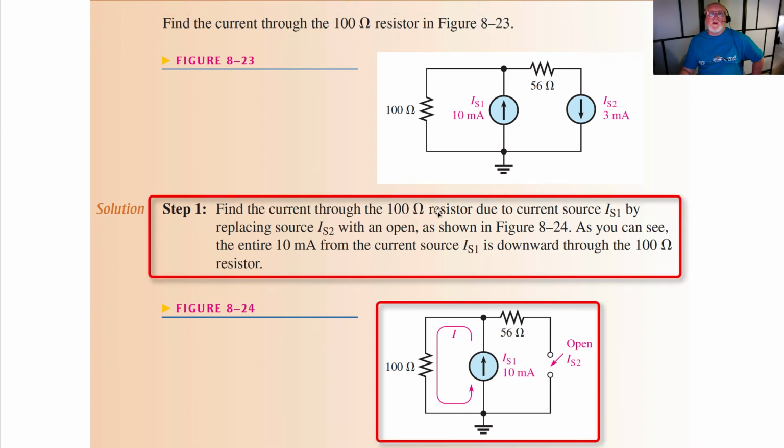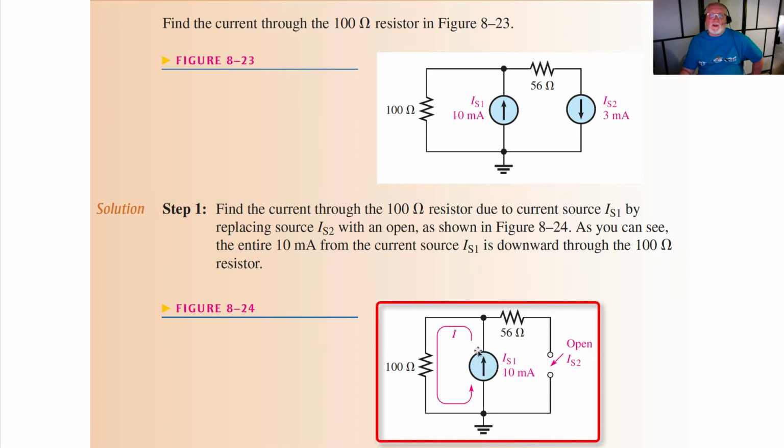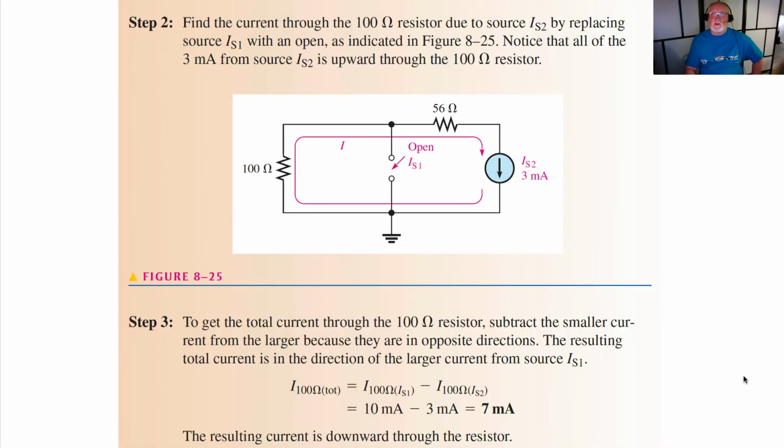Find the current through the 100 ohm resistor due to current source 1 by replacing current source 2 with an open. As you can see, the entire 10 milliamps from current source 1 is downward through the 100 ohm resistor. So we've opened this up. Again, all of this disappears because there's no current, and our current flow, given by the direction of the arrow, is downward through the 100 ohm resistor.